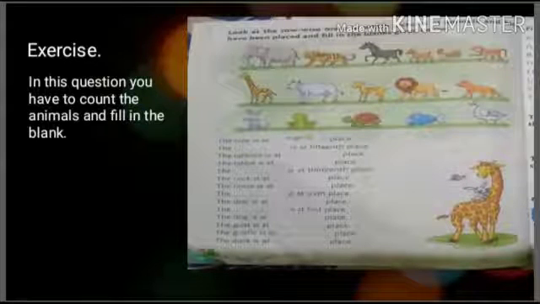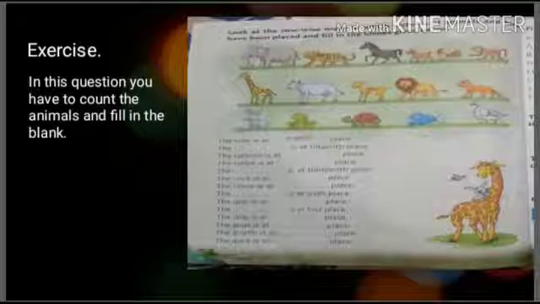Since we are through with our cardinal and ordinal numbers, now we can move on to the exercise. In this question, you have to fill in the blanks, but you have to use ordinal numbers to fill the blanks, and for filling the blanks, you have to count the animals. For example, the first question is: the cow is at 8th place. So you will count the animal and then write the supposed place of that animal. There is also a question which says that dash is at 15th place.